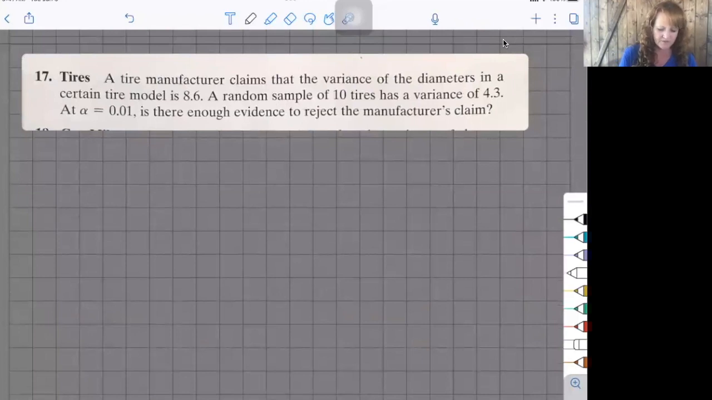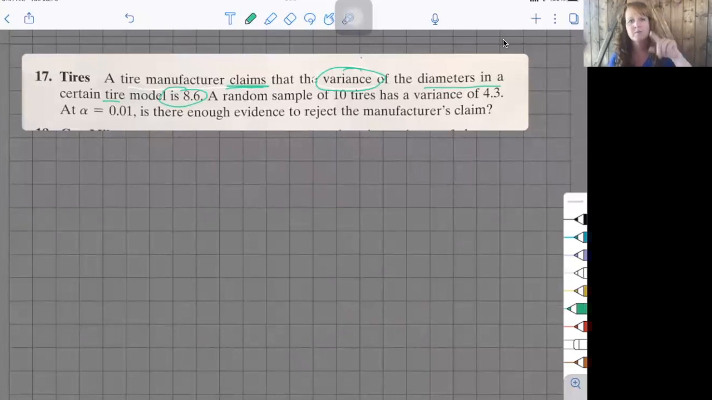A tire manufacturer claims that, here's your keyword here, the variance. So the claim is about the variance. That's my key that I'm in a 7.5 problem doing a chi-squared distribution. The variance of the diameters in a certain tire model is 8.6. So that's "equals." We're going to do variance.